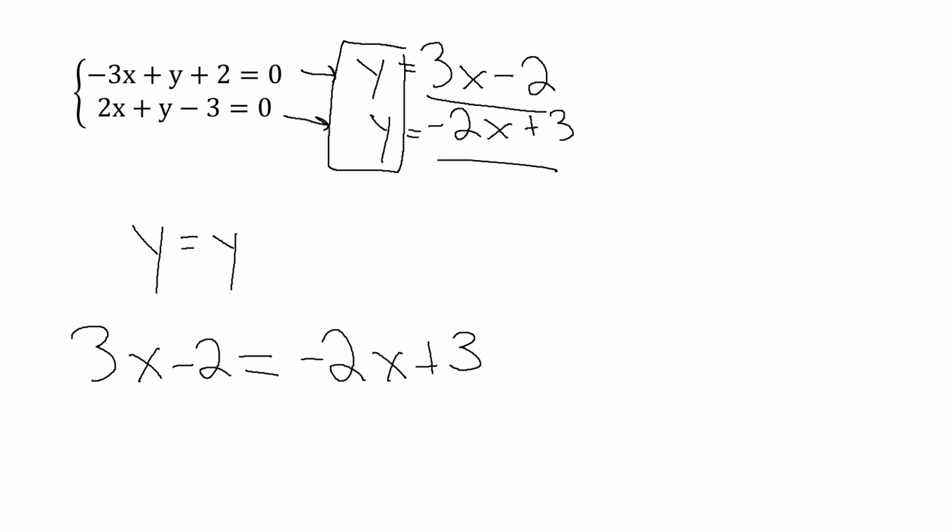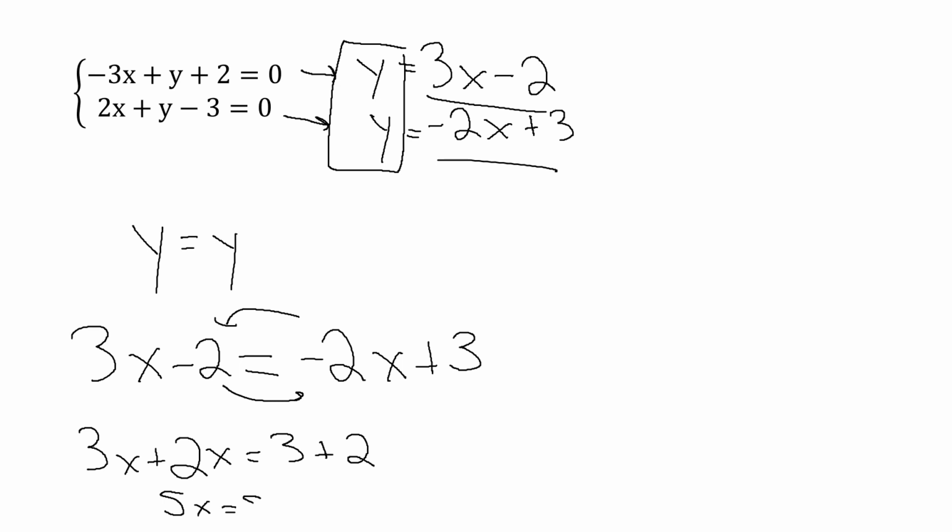Okay, I'm going to move this negative 2x over. I'm going to move this minus 2 over. My negative 2x became a plus 2x. My negative 2 became a plus 2. Now 3x plus 2x is 5x. 3 plus 2 is 5. This tells me x equals 1.